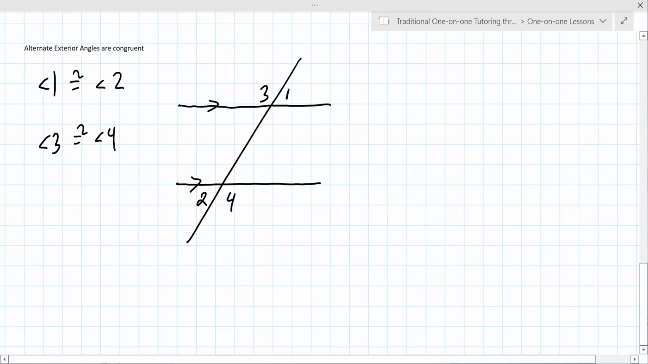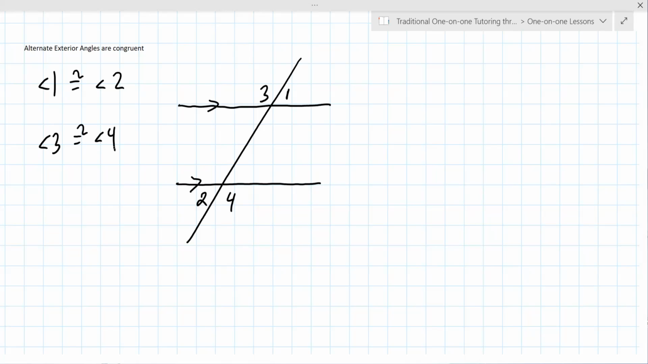Some instructors are very picky and particular about the wording. They're like, you must say what it is. It's an alternate interior, alternate exterior angle. That's why we're doing it this way. Okay. Let me know when you get all that down, and we can move on.